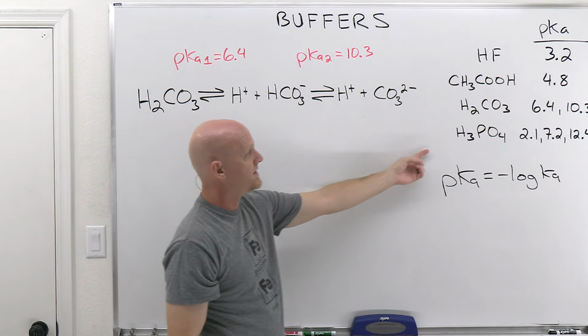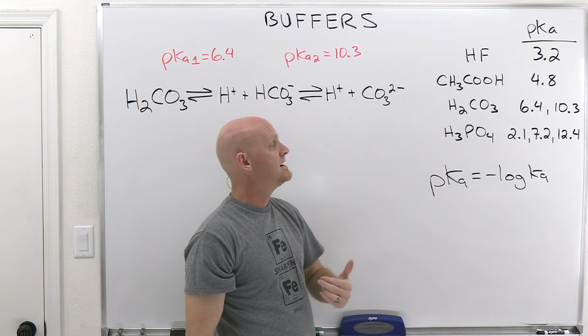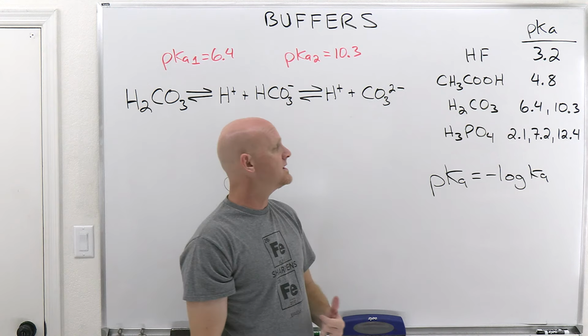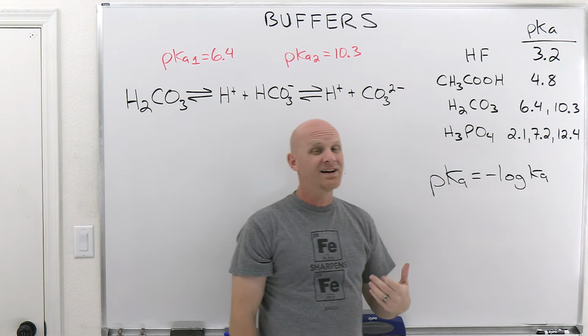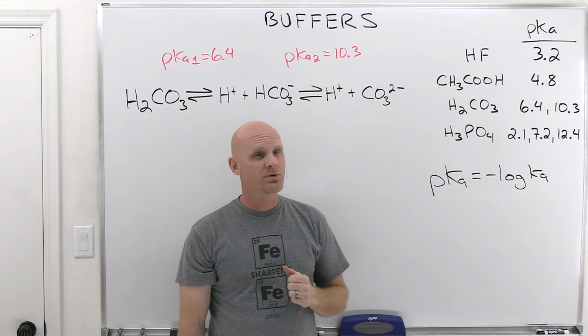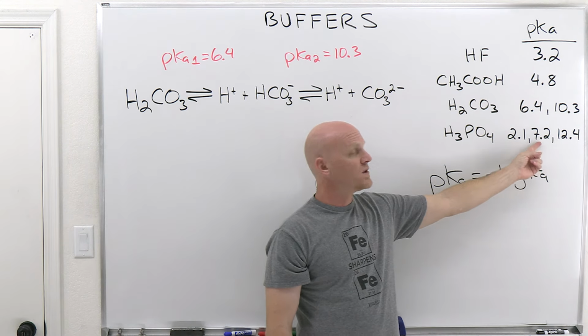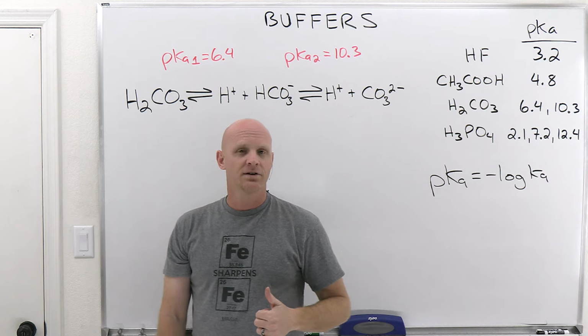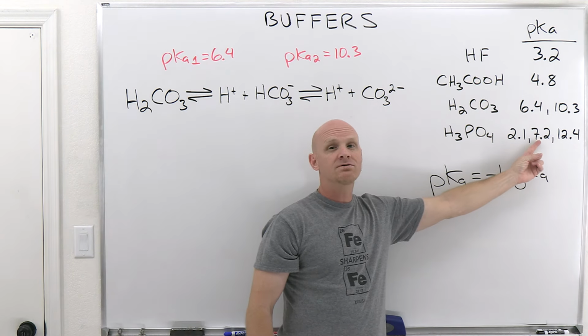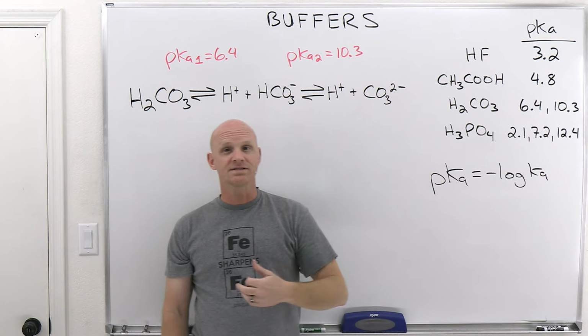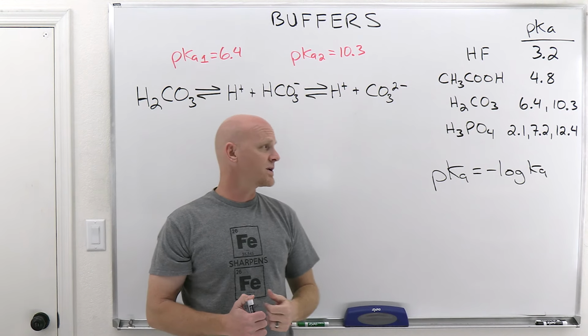If you see phosphoric acid here with 3 acidic protons, there's actually 3 different pKa's. One at 2.1, one at 7.2, and one at 12.4. And so there's 3 different buffer ranges. Now it turns out the one at 7.2 is pretty convenient. It's super common to use a phosphate buffer to make buffers right around physiological pH for different living systems or for cell cultures and things of this sort.